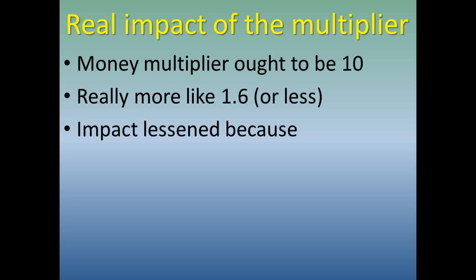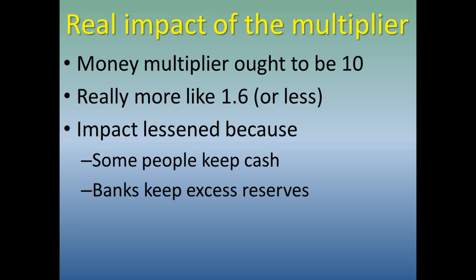The money multiplier is not as big as it, quote, should be for a couple of reasons. One, because some people keep cash in their pockets. They don't actually spend everything, at least not right away. And probably more importantly, at least in today's economy, banks keep excess reserves. They don't all lend up to the required reserve ratio. The real reserve ratio is probably above 10%, and as a result the impact is less than theory tells us it ought to be.